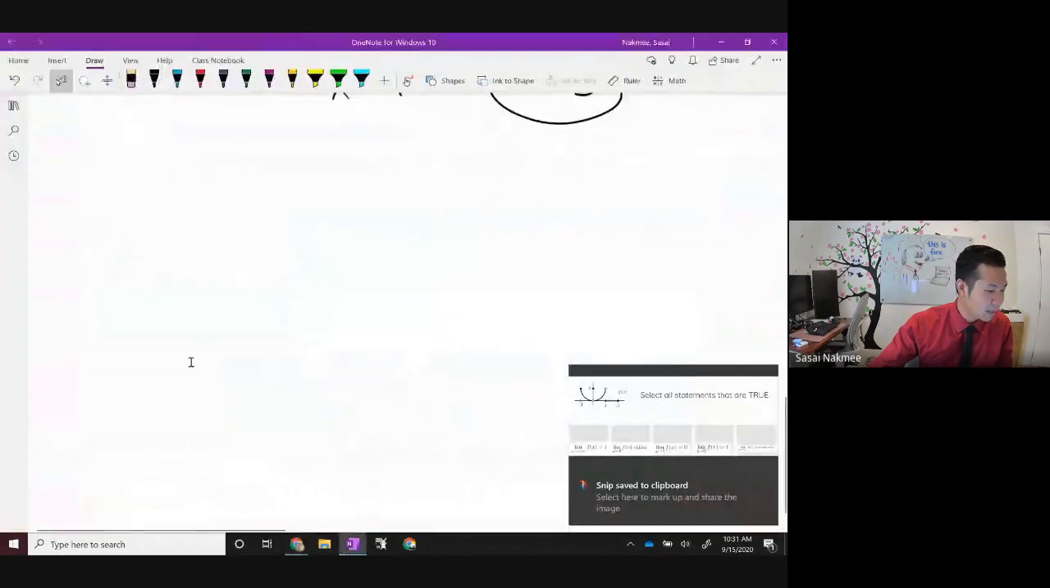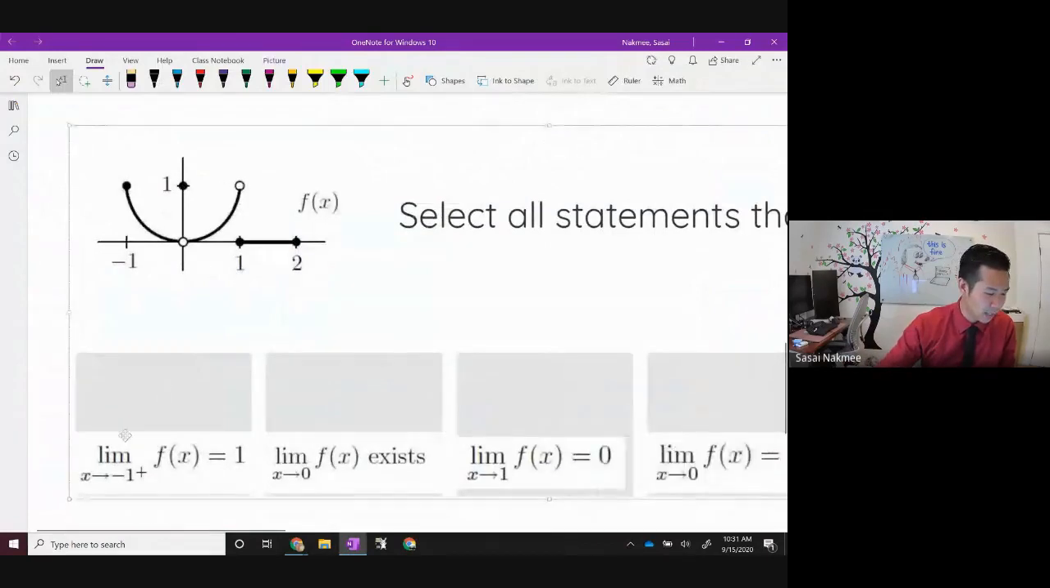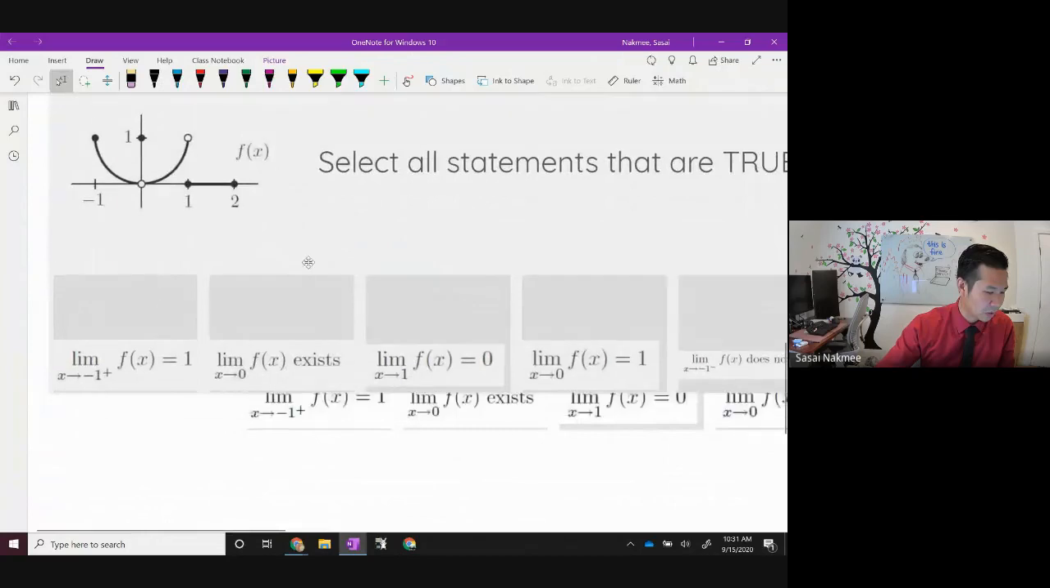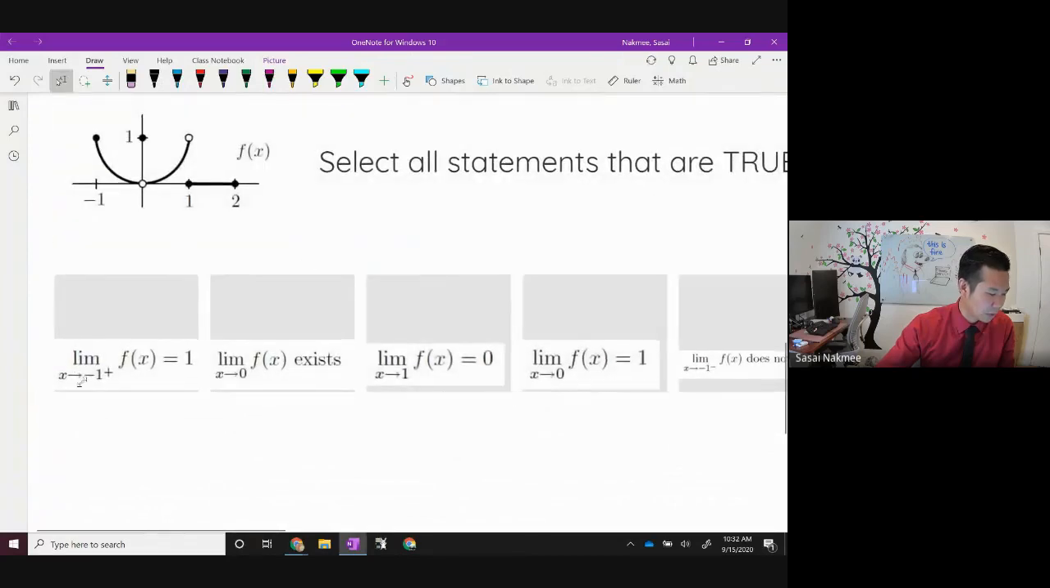All right, so this one is looking at a graph, right? We're not looking at any algebraic functions. We're not looking at any tables. We're simply looking at a graph and seeing, is this true or false?